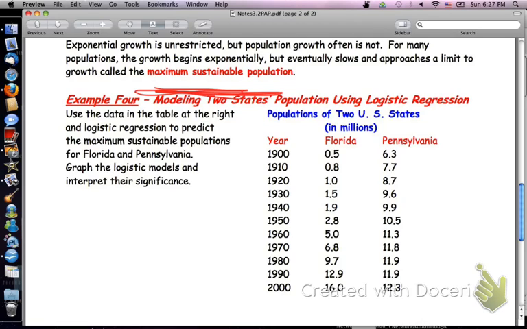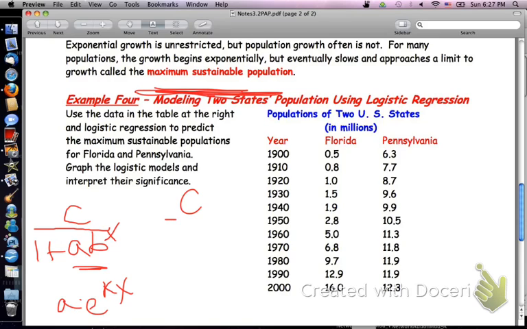Well, if you remember from section 3.1, we had logistic functions. Logistic functions are of the form c over 1 plus a times b to the x. So we see our exponential function, but it's put into a ratio. Since we can model every a times b to the x as a times e to the kx, we can model this as c over 1 plus a times e to the negative kt.